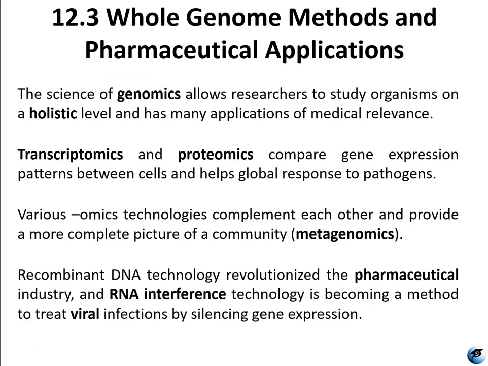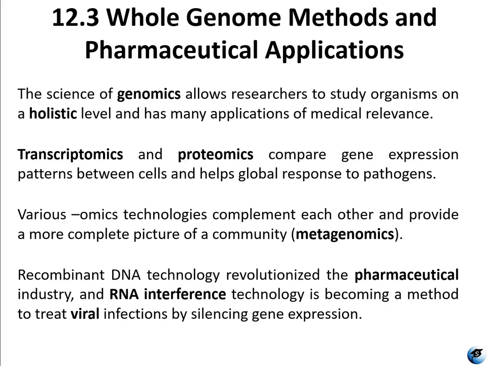So now we're in 12.3, whole genome methods, pharmaceutical applications. The science of genomics allows researchers to study organisms on a holistic level. We really have a lot of information now, way more than probably Watson and Crick ever dreamed of. Transcriptomics and proteomics can compare gene expression patterns. They can help figure out how cells respond to pathogens, like how genes in immune cells and white blood cells are turned on or off in relation to bacterial or viral infection.